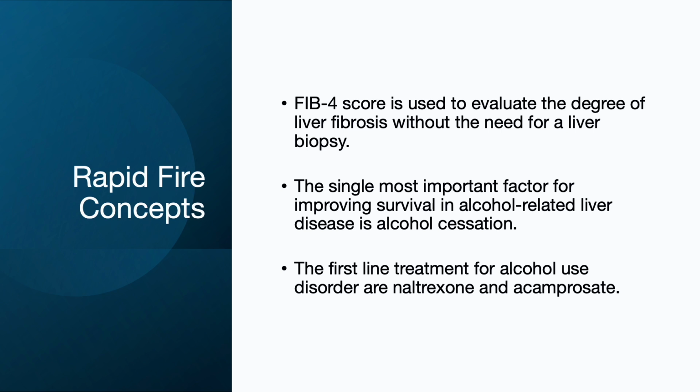FIB-4 score is used to evaluate the degree of liver fibrosis without the need for a liver biopsy, which is invasive. The single most important factor for improving survival in alcohol-related liver disease is alcohol cessation, and the first-line treatment for alcohol use disorder includes naltrexone and acamprosate.